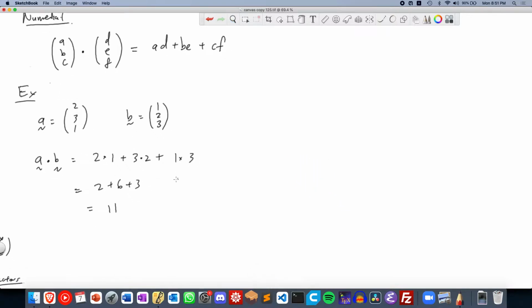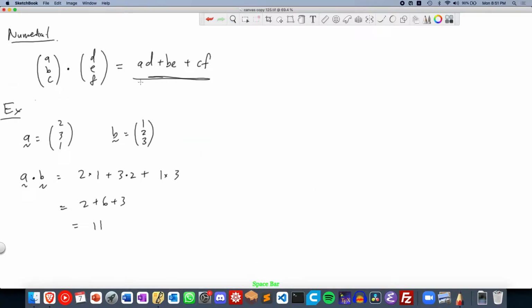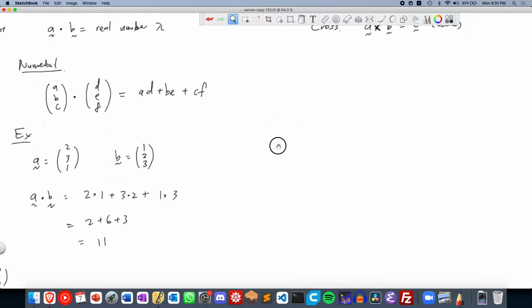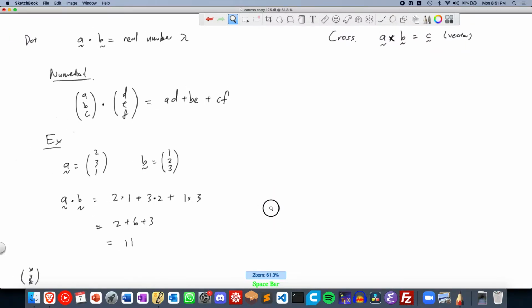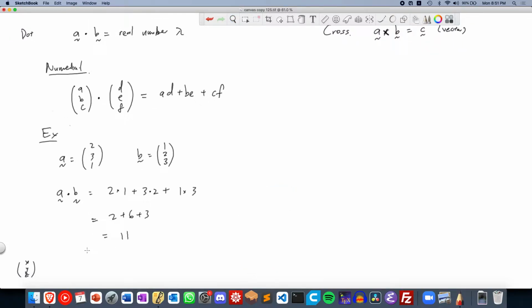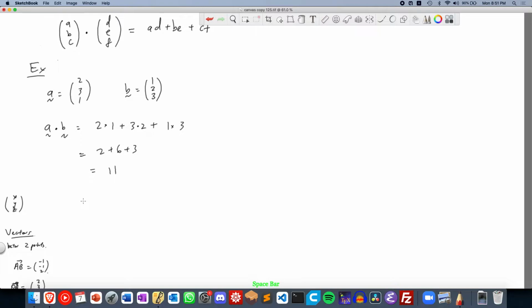You might be wondering, why this definition of dot product? Can't I do something wonky like AE plus BD plus CF? Wouldn't that also be a definition? And the answer is, sure, you could define your own dot product, but is it going to be computing something useful? So what is this dot product computing? This dot product is actually computing how similar two vectors are.